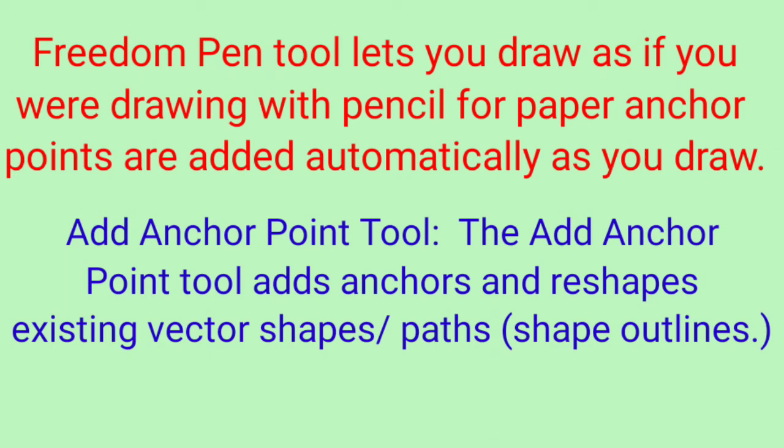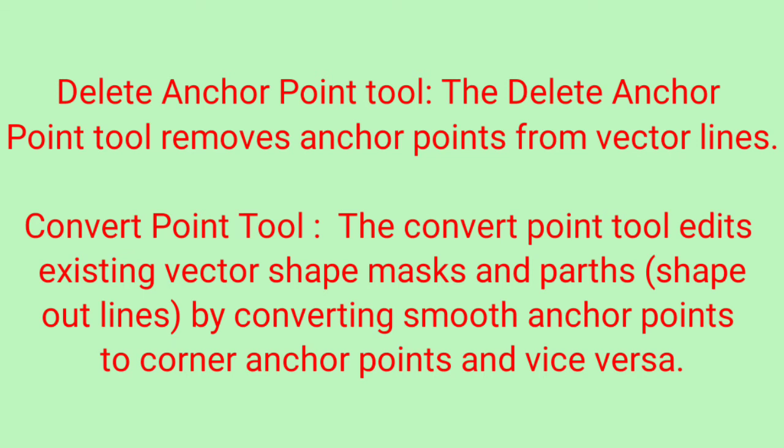Add Anchor Point tool: the Add Anchor Point tool adds anchors and reshapes existing vector shapes, paths, and shape outlines. Delete Anchor Point tool: the Delete Anchor Point tool removes anchor points from a vector line. Convert Point tool: the Convert Point tool edits existing vector shapes, masks, and path outlines by converting smooth anchor points to corner anchor points and vice versa.